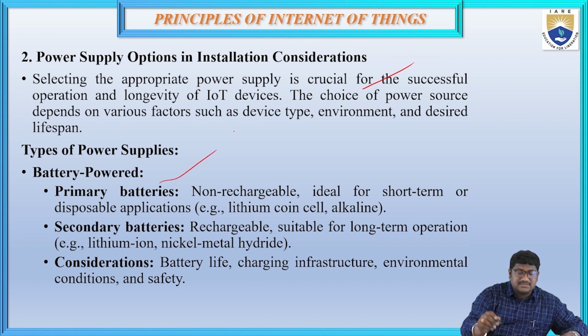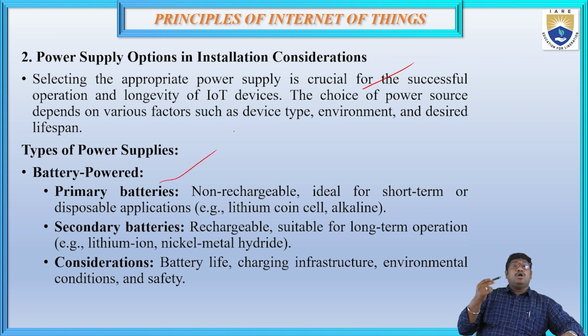Coming to battery power supplies, primary batteries are non-rechargeable, ideal for short term, disposable applications, like lithium coin cell and alkaline. These are the primary batteries which are used. Coming to secondary batteries, which are rechargeable, suitable for long term use, where we are using lithium ion. Lithium coin cell is a primary battery, which is non-rechargeable.